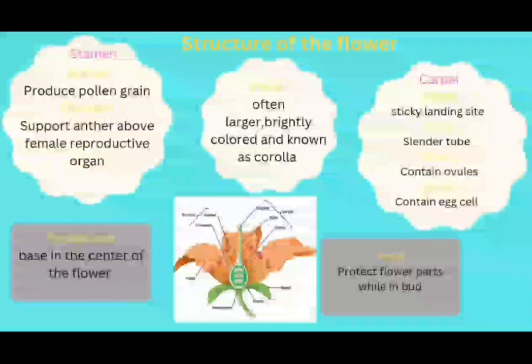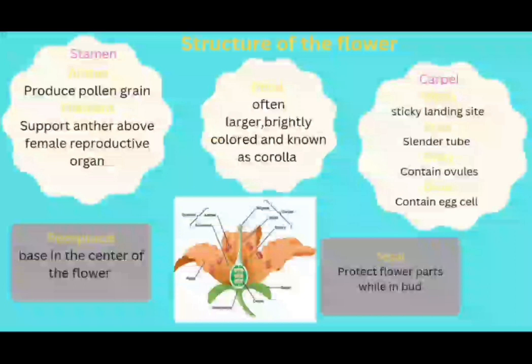Structure of the flower: anther produces pollen grain, filament supports the anther above the female reproductive organ, stigma is the sticky landing site, style is a slender tube, ovary contains ovules, and ovule contains the egg cell. Petals are often larger, brightly colored and known as the corolla. Receptacle is the base in the center of the flower. Sepal protects flower parts while in bud.